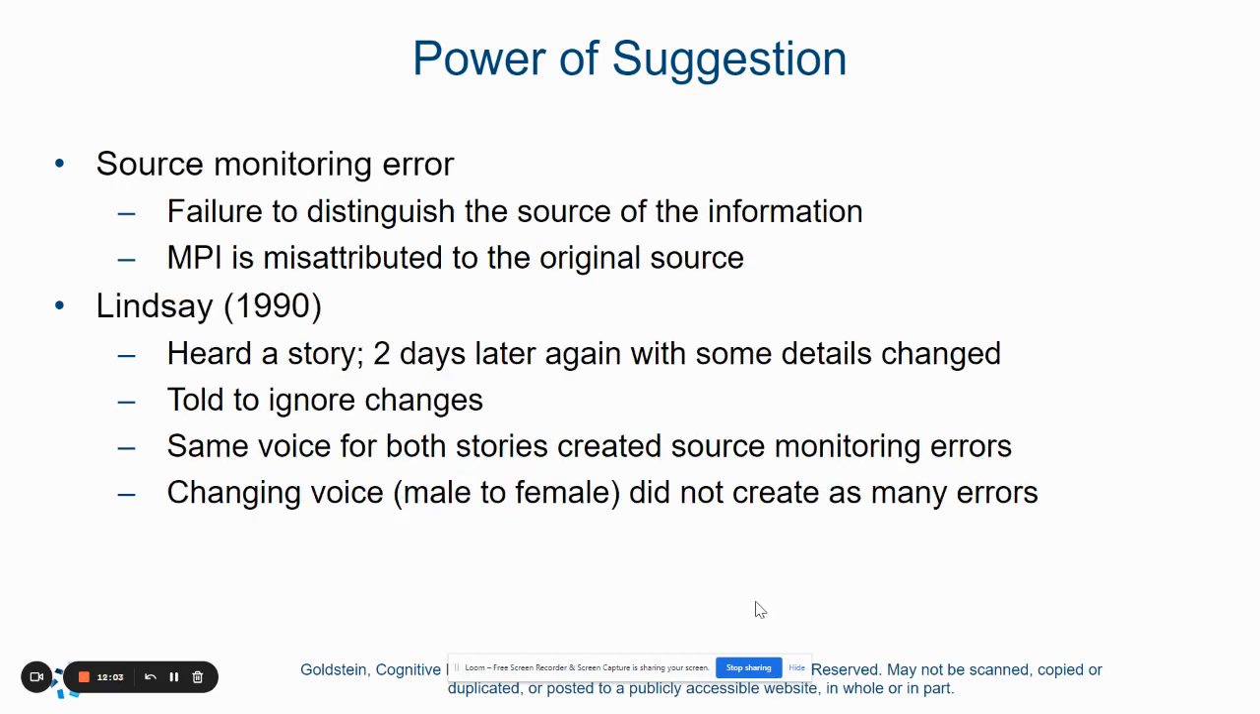Sometimes we can also have source monitoring errors, which is a failure to distinguish the source of information. We don't know where it comes from. Lindsay in 1990 gave participants a story, and 2 days later changed some of the details, and they were told to ignore the changes. She used the same voice for both stories so that there wouldn't be source monitoring errors. And she changed the voice from male to female, and they did not create as many errors.